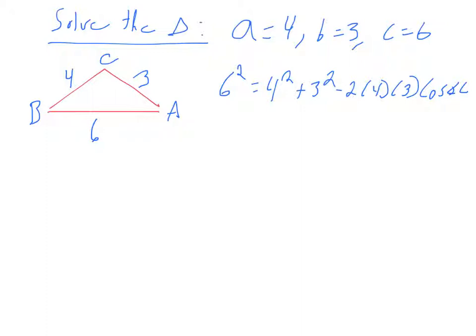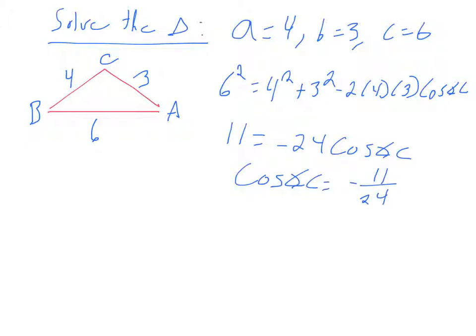So we'll end up getting 6 squared minus 4 squared minus 3 squared, which is going to be a negative number, right? It's going to be positive. It's going to be 11. And then 2 times 4 times 3 is 24. So we'll end up getting that cosine of angle C is equal to negative 11 over 24. That's exact. So angle C is just going to be equal to inverse cosine of negative 11 over 24.